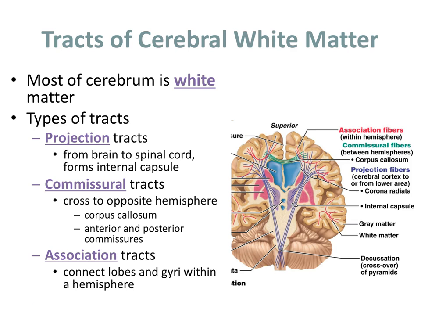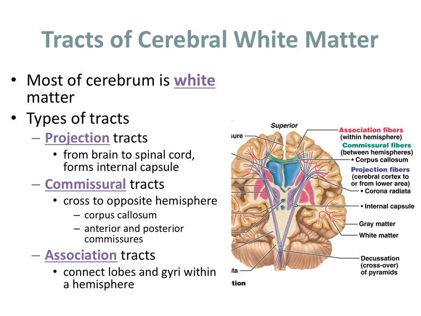We have 3 types of tracts. A tract is like an information highway where everyone is going from the same place to the same place. So it's a highway for axons. We have projection tracts, and they go from the brain to the spinal cord, and these form your internal capsule. So your peduncles are going to be part of this as they move through the midbrain.